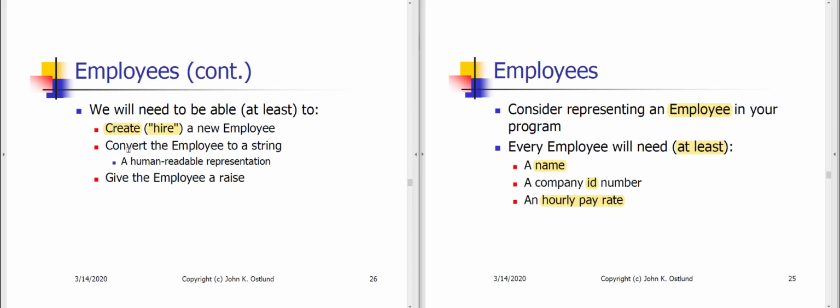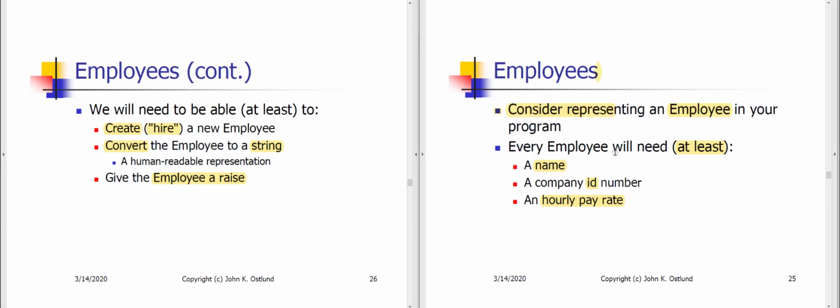We also want to be able to convert an employee to a string so that we can display a human readable representation of the employee's name, ID, and rate. And because we're nice, as a third thing, we would like to be able to give an employee a raise. Now, I said because we're nice, but actually we can give the employee a negative raise, so maybe we're not so nice after all.